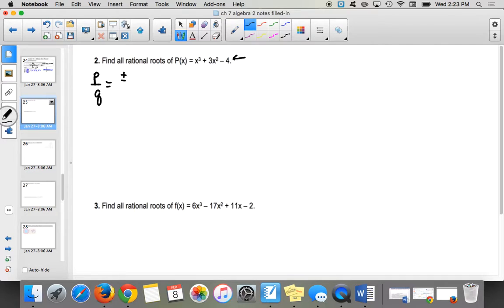So p is going to come from the factors of the last number, 4: 1, 2, 4. And then q is going to be the factors of the leading coefficient, which is 1. So it's just plus or minus 1. Q often is 1. I don't get very crazy with my q's. A lot of times I make them 1. All right, so that means I have possibilities of 1 over 1, 2 over 1, 4 over 1, right? So I'm going to have 1, 2, 4, negative 1, negative 2, negative 4.